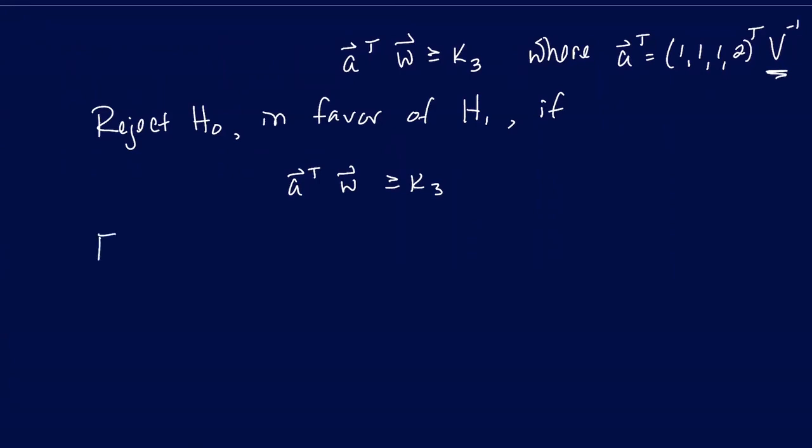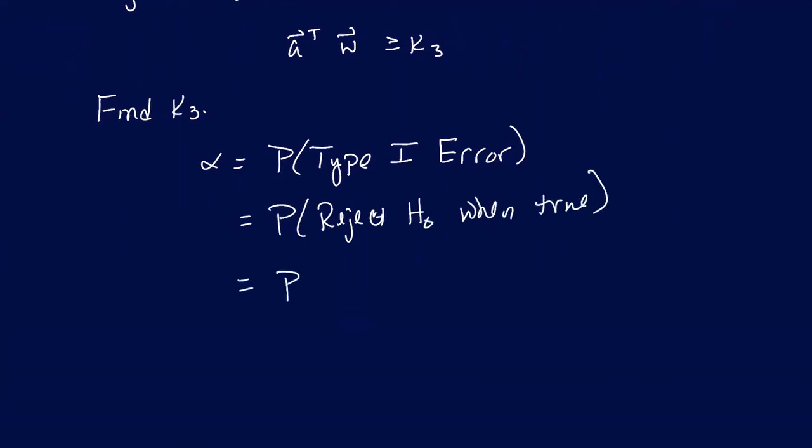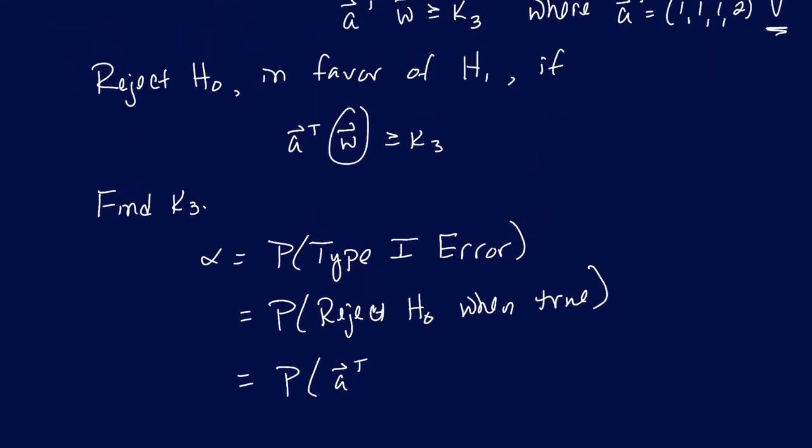Okay, so now we want to find K3. Here's where alpha comes in. Alpha is the probability of making a type 1 error. You don't need to worry about a maximum or a supremum because we do have a simple null hypothesis. So this is the probability we reject the null hypothesis when it's true. And rejection for us means that A transpose, I need to make sure these are capitals now. Sorry, I didn't do that. But we want our random variables in our rejection rule.